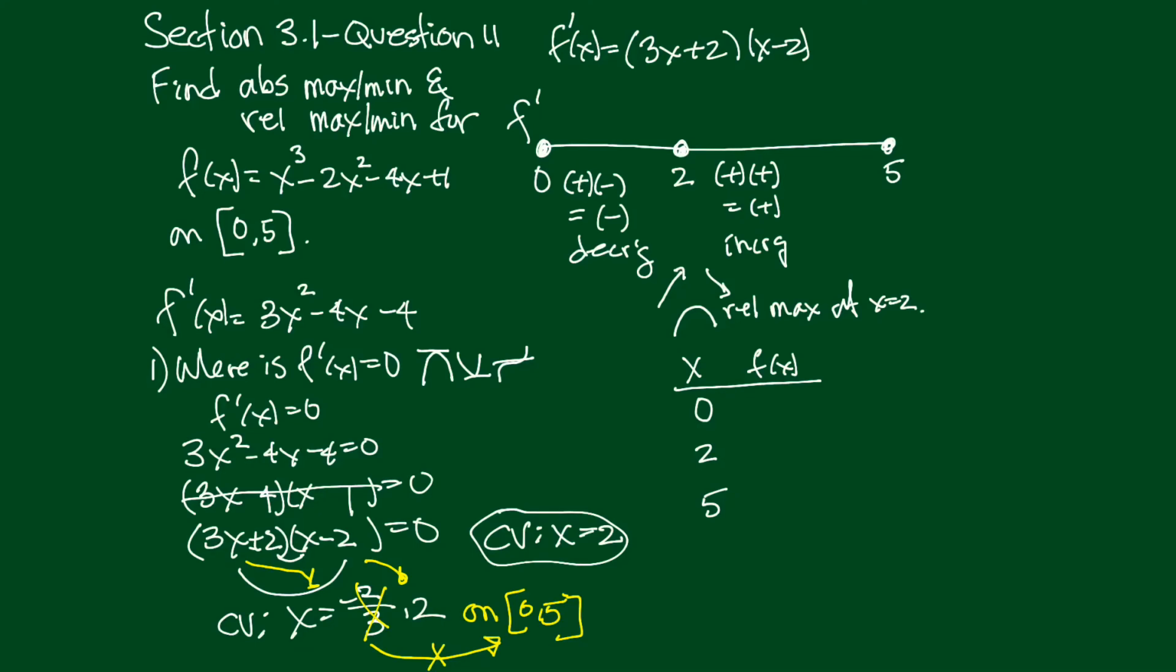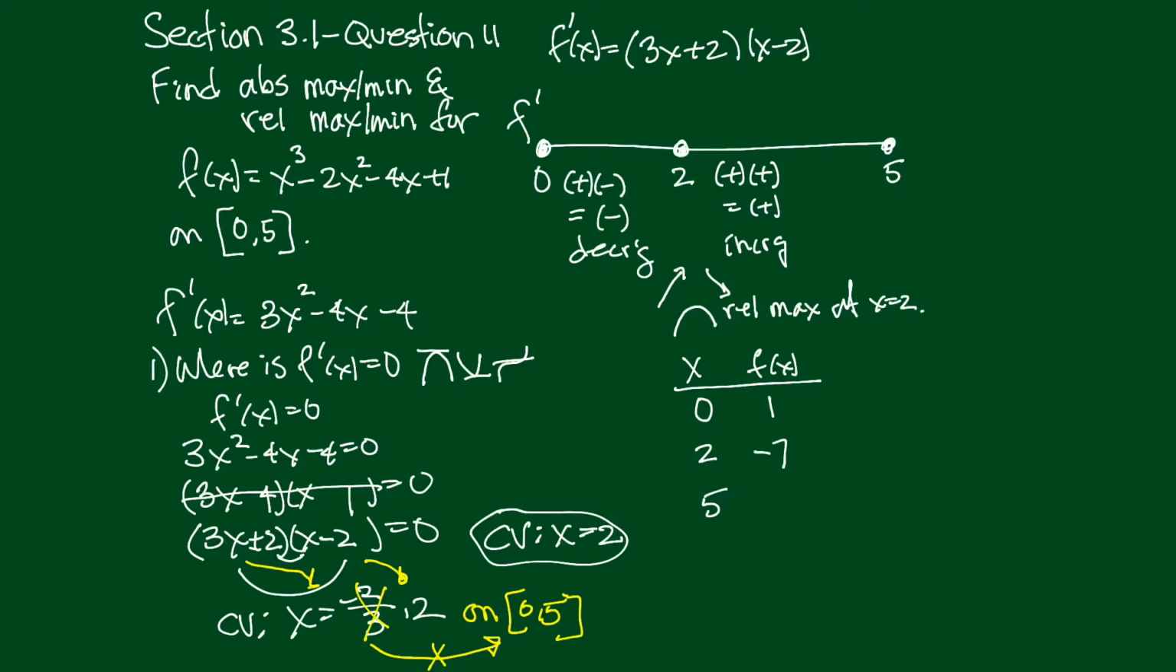So at 0, if we put 0 back into the original function, I end up with a 1. So I get a 1 here. Now if I put 2 in here, this is not too bad. You get 2 cubed is 8, minus 2 squared is 4, minus 2, 8 minus 8. And then I'm at negative 8 plus 1, so I'm going to get a negative 7 here.